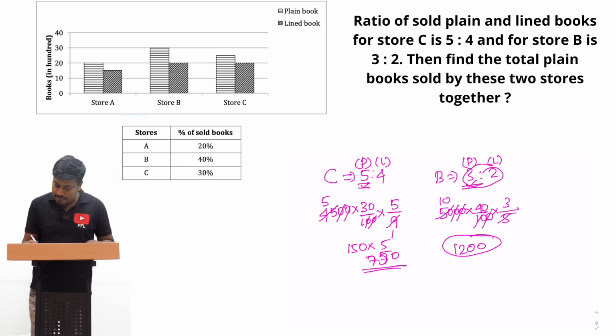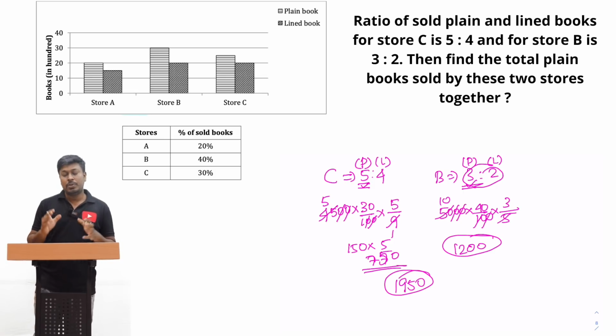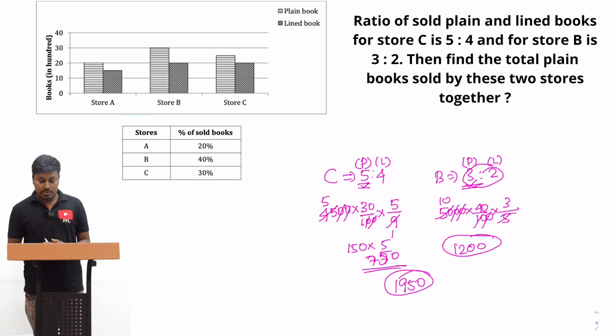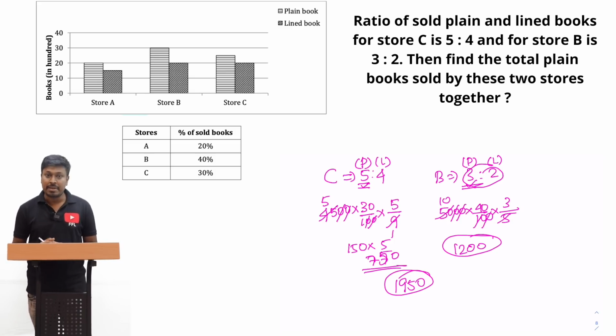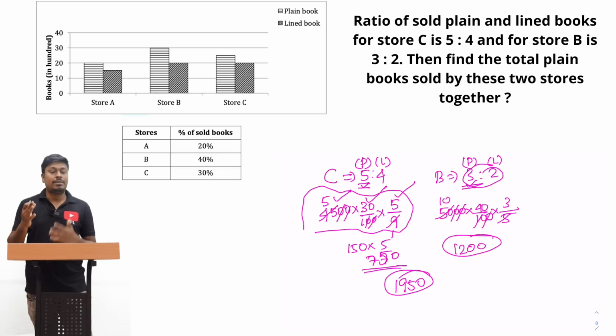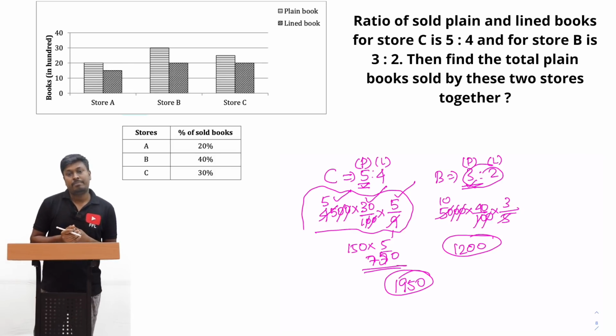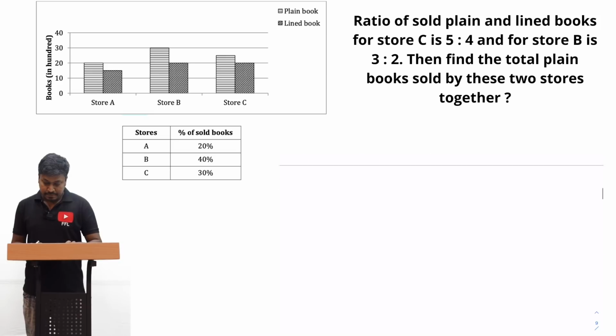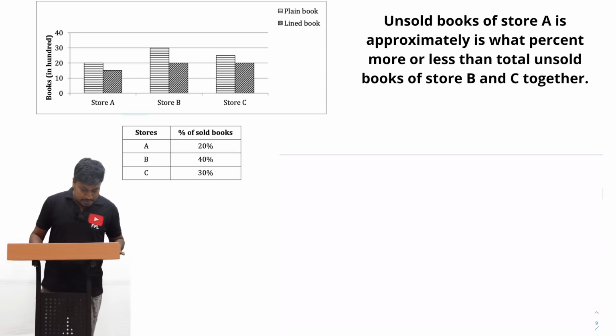So we need to add the values, that is 1950. So 1950 will be the total number of plain books sold by store C and store B. Got it, friends? You need to know how to write this: total number of books produced, total number of books sold, and out of that, the plain books sold ratio. If we find that, the resultant answer will be the total number of plain books. Okay, so I think this will be the next question.